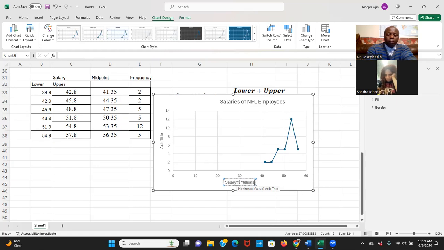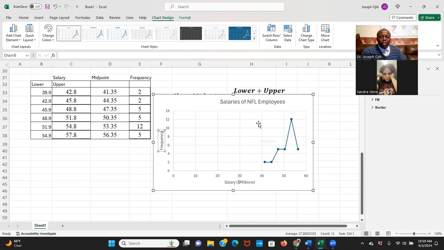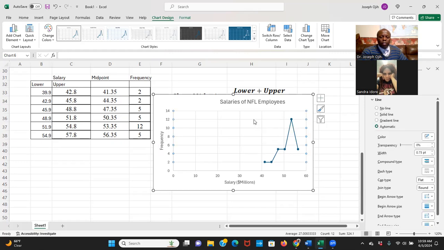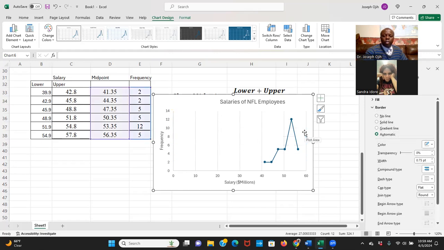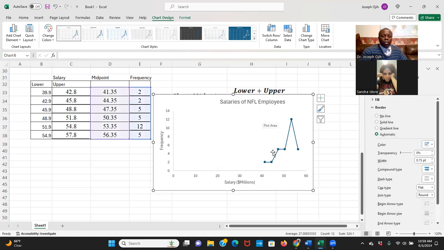Okay. Then frequency. I usually click it 3 times: 1, 2, 3, and then say frequency. Now, all these grid lines, I want to remove them. Click on any of them. See, click on this, it will show up. Then press the delete key and it will delete that one. Then click on the other grid line here, then press delete.